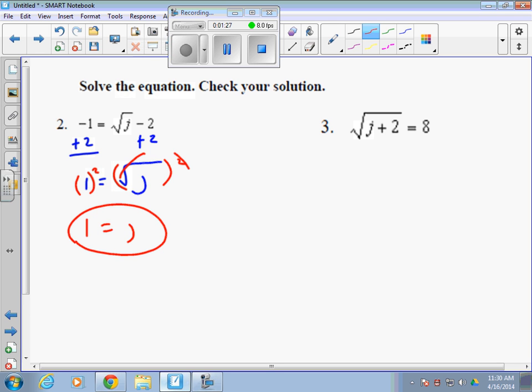The difference between 2 and 3 is that for number 3, plus 2 is underneath the radical in this case, so you can't subtract 2 to undo it right away. You have to undo the radical by squaring it. If you square there, square here. Now it cancels out and gives you j plus 2. 8 squared is 64. Undo plus 2 by subtracting it on both sides. J is equal to 62.